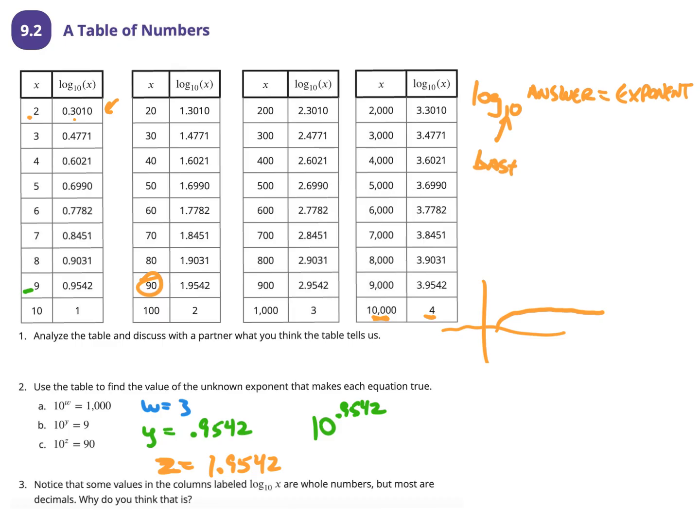Okay, let's look at question 3. Notice that some values in the columns are whole numbers, but most are decimals. Why do you think that is? Because there's only a certain amount of perfect numbers.